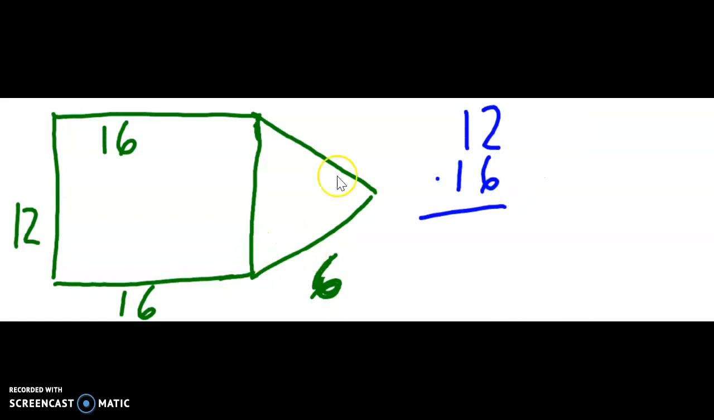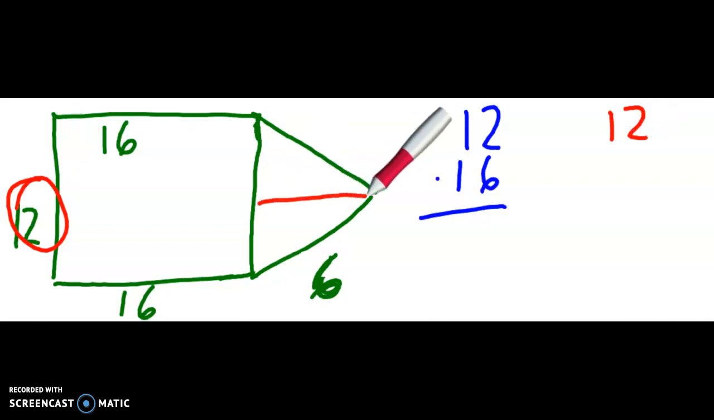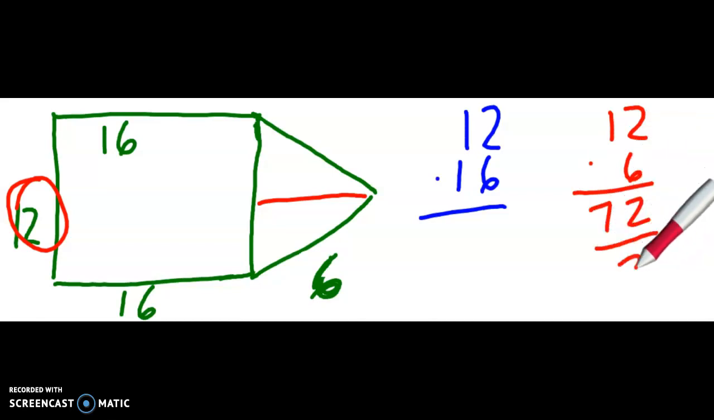And then over here, we're going to get the area of our triangle. And again, triangle areas are, you're going to do your base times your height divided by 2. So the 12 would be our base, our height would be the 6. And we're going to multiply that out, and that would give us 72, and then we're going to divide that by 2, and we're going to add these two numbers together to get our answer.